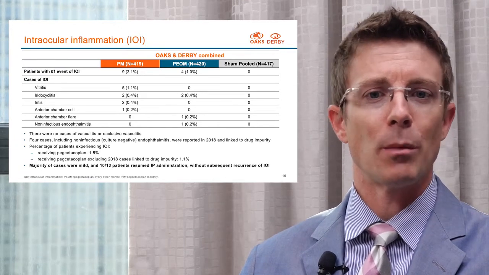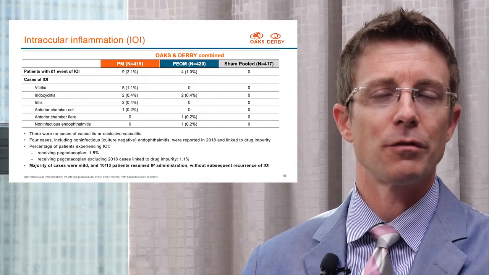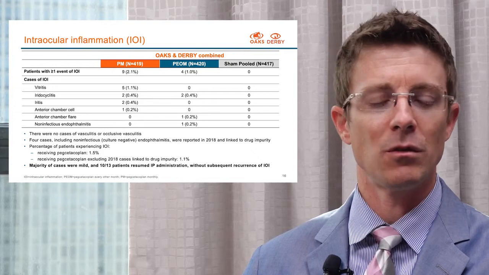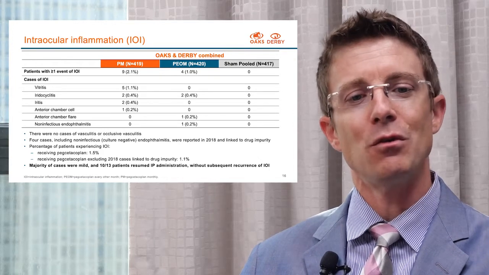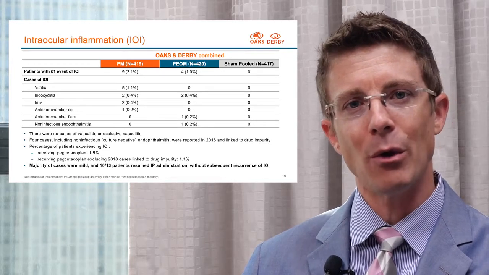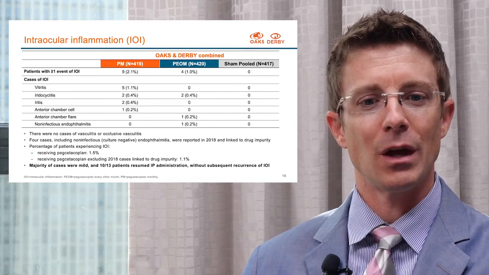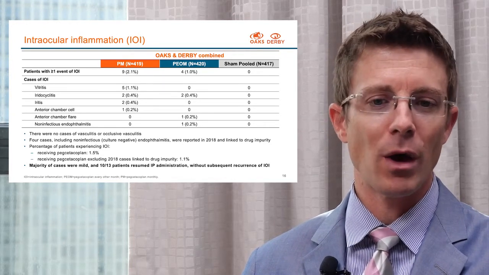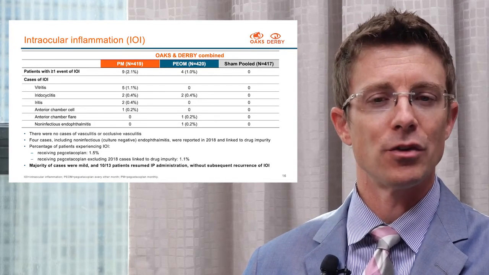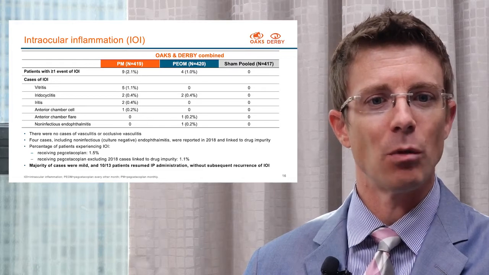There were approximately 13 cases of intraocular inflammation. 10 of those 13 were considered mild, and patients resumed the drug treatment. If you take out the 4 cases that were due to a drug impurity that was already known about, what we're actually seeing is that there was an incidence of IOI of only 1.1%. So again, overall, a very well-tolerated drug from a sterile inflammation standpoint.